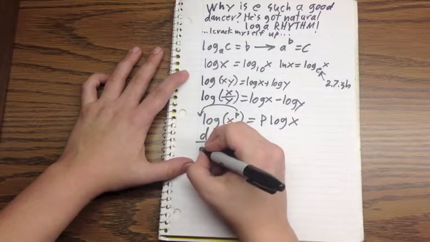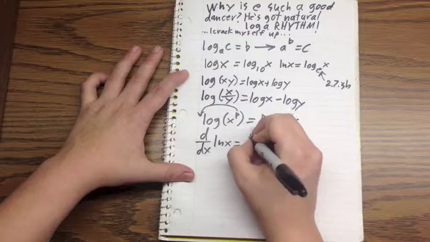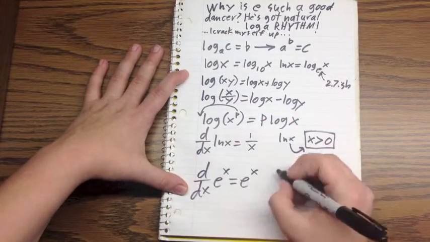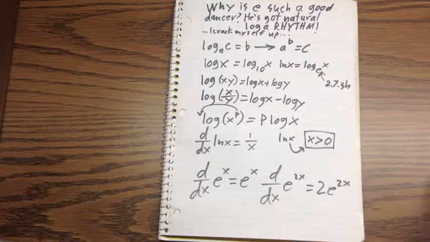A little more about e. The derivative of natural log is 1 over x, but x has to always be more than 0. And e to the x stays e to the x when derived, with little change.